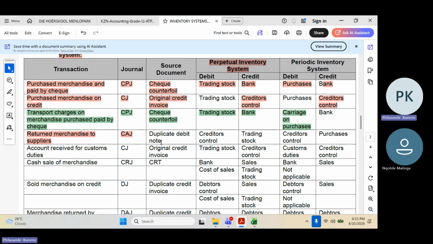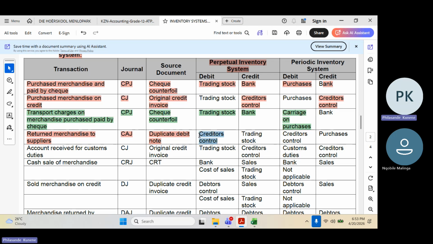Okay, they're saying here duplicate debit note. These are source documents. I'm not too interested with these things. These are grade 10 things, not for grade 12. You see this general source document, it's not something that I'm interested in. But let's look at perpetual inventory system.